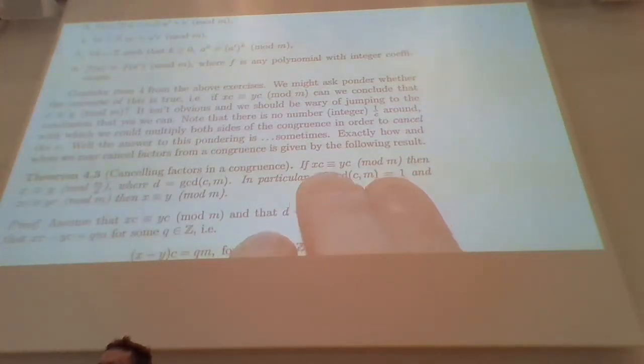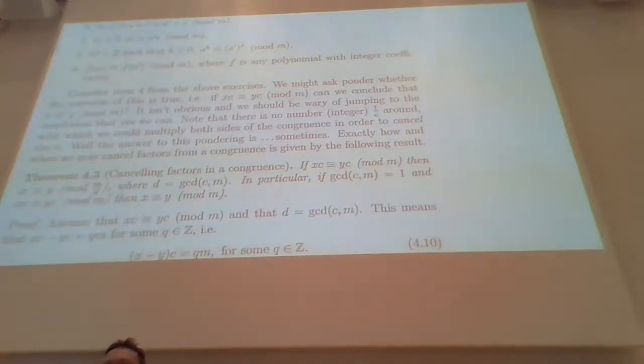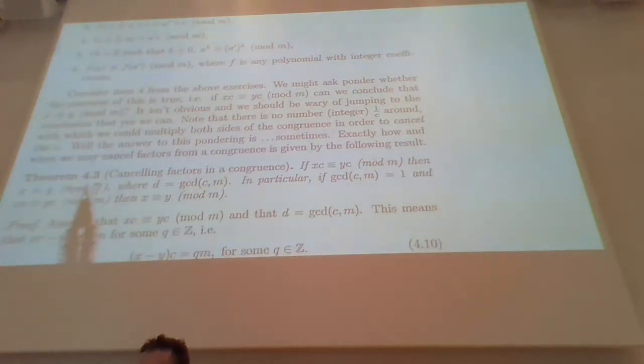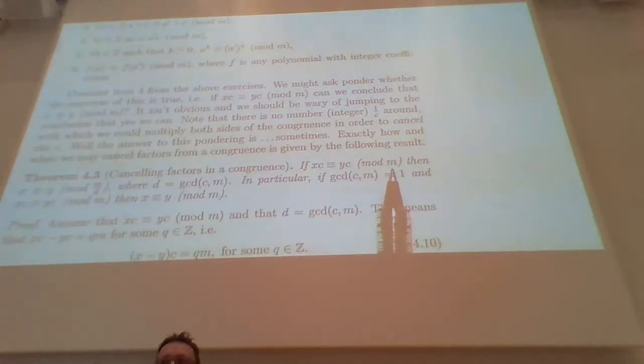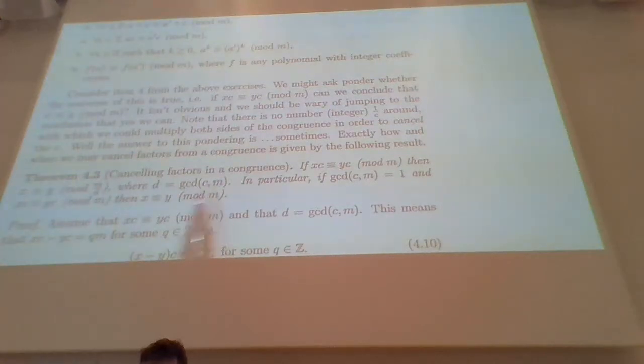But the question is, this looks like an equation, but it's got 3 lines. It's a congruence. So are you allowed to cancel that c? Well, this theorem tells you how you can cancel a factor from both sides of the congruence. You can do it, but you need to potentially change the modulus. The modulus needs to vary according to the greatest common divisor of this factor c with the modulus. So you need to divide the modulus by the greatest common divisor of c and m.